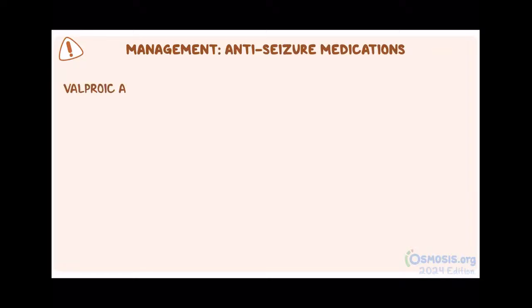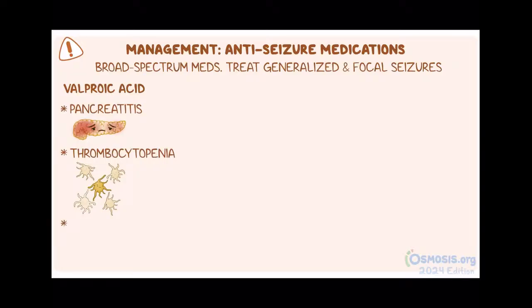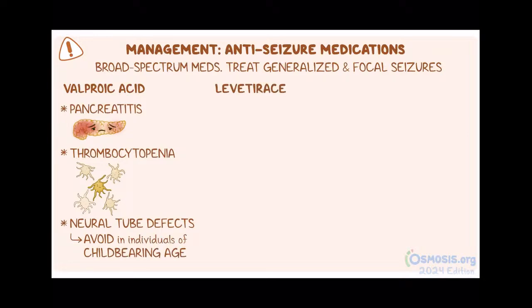Here's one last high-yield fact to keep in mind. The management primarily includes anti-seizure medications. First, there's valproic acid, which is a broad-spectrum medication used to treat both generalized and focal seizures. However, it can cause pancreatitis and thrombocytopenia. Another important side effect involves neural tube defects, so you should avoid it in biological female individuals of childbearing age.